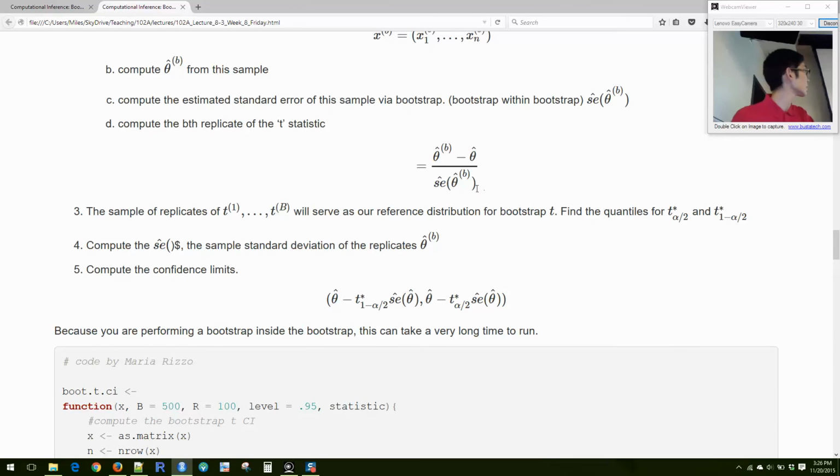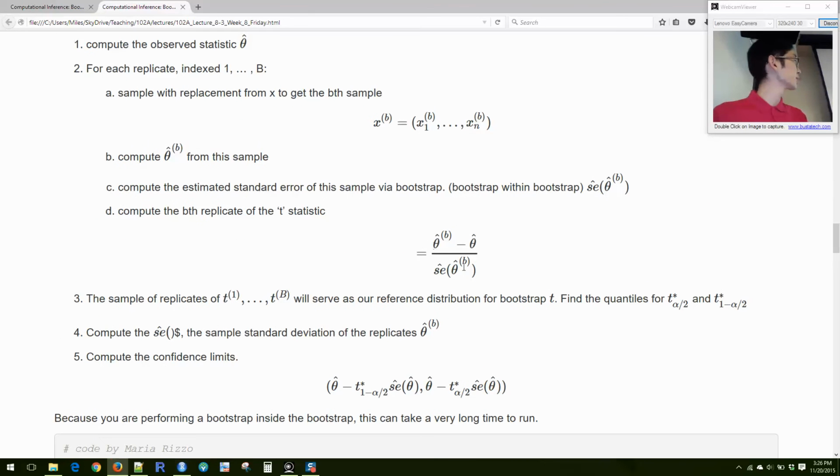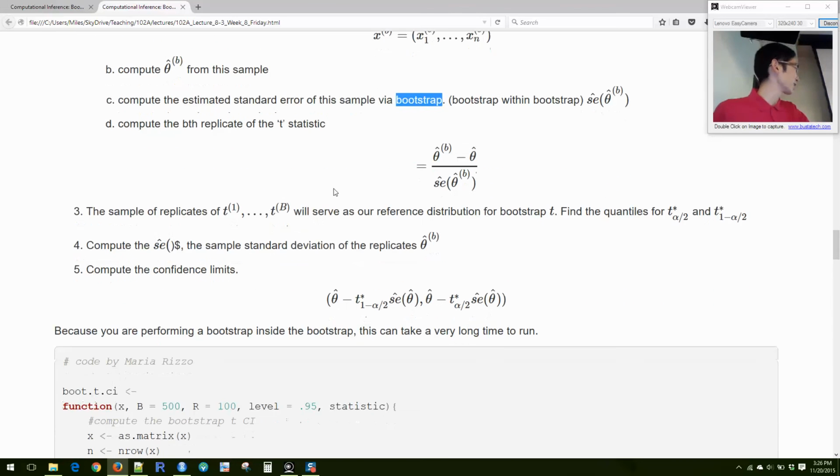Okay, so this is your standard t: you take the difference between your estimate and the mean, divided by the standard error. We do this for every single bootstrap, so if you're doing a whole bunch of these, it's going to take a long time. If you have 1,000 bootstrap replicates and each one does 1,000 more, then you're essentially doing 1,000,000 bootstraps, right? Because you're doing 1,000 bootstraps within these 1,000 bootstraps. So it could be computationally very expensive.